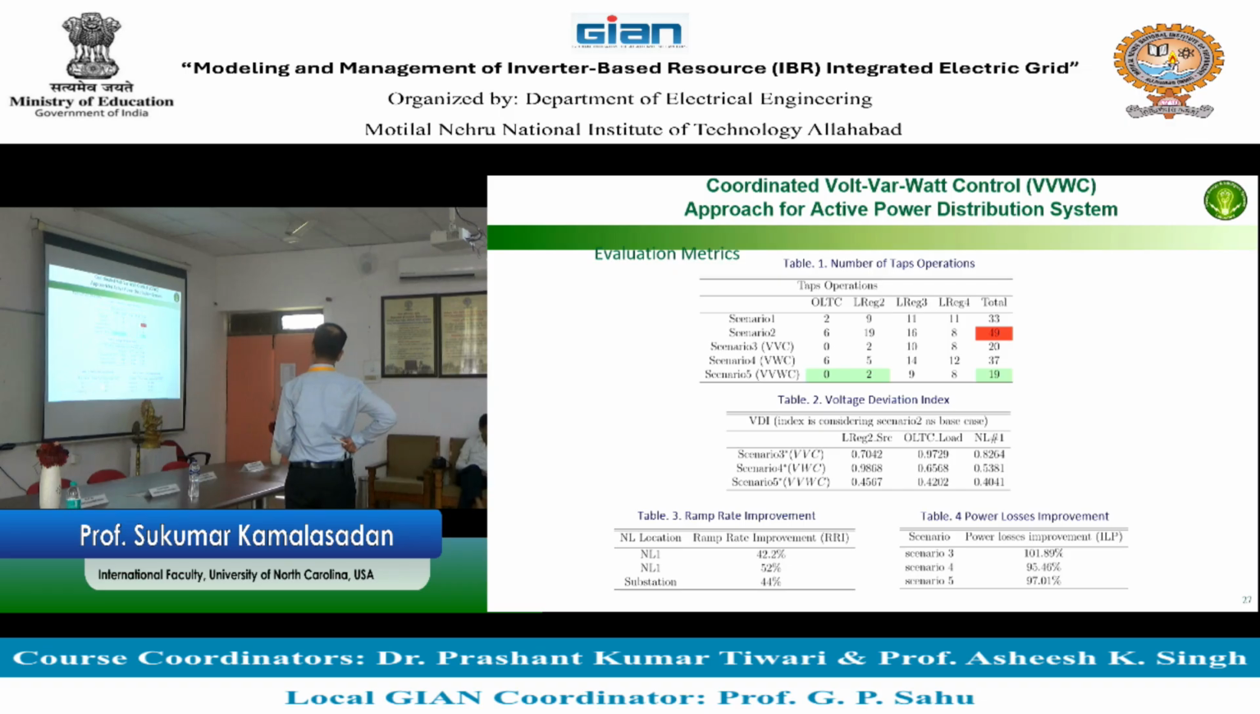And then you can also do something called ramp rate improvement and power loss improvement. Ramp rate is something that... everybody know what a ramp rate is? No? Okay. You know ramp? Ramp is changing. Ramp rate is how fast you ramp up and how fast you ramp down. Now, what is the importance of ramp rate? Ramp rate is the one which controls how fast and how slow you respond to the changes.